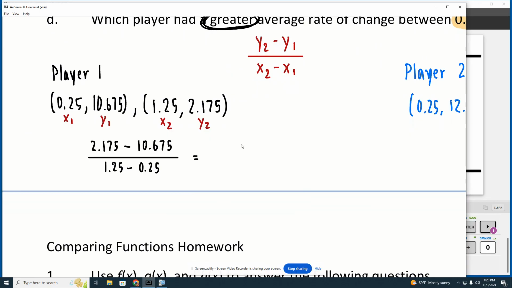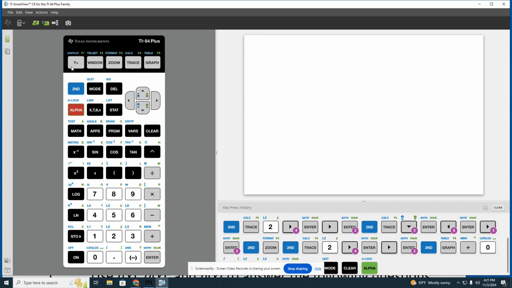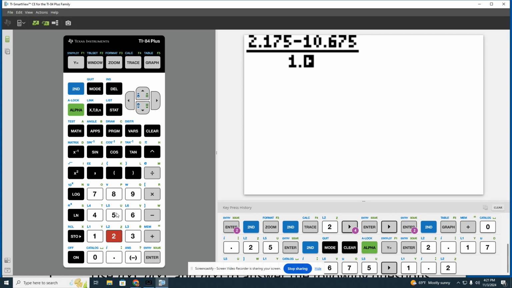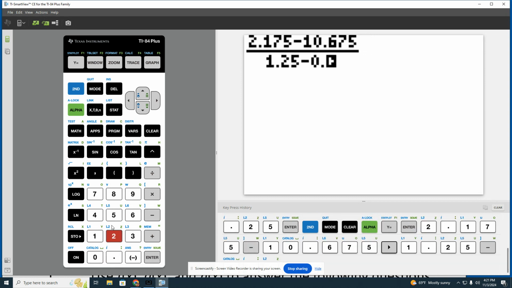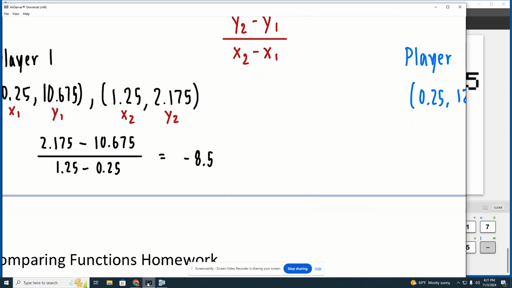So I just push equals here. Let's go do it. Let's go second, quit, get out of here. I'm going to do alpha y equals number 1. And I'm going to do 2.175 minus 10.675, and I'm dividing that by 1.25 minus 0.25. And that is a negative 8.5 change. Okay, so let's go write that. That's a negative 8.5 for player 1. That's how much it's changing.